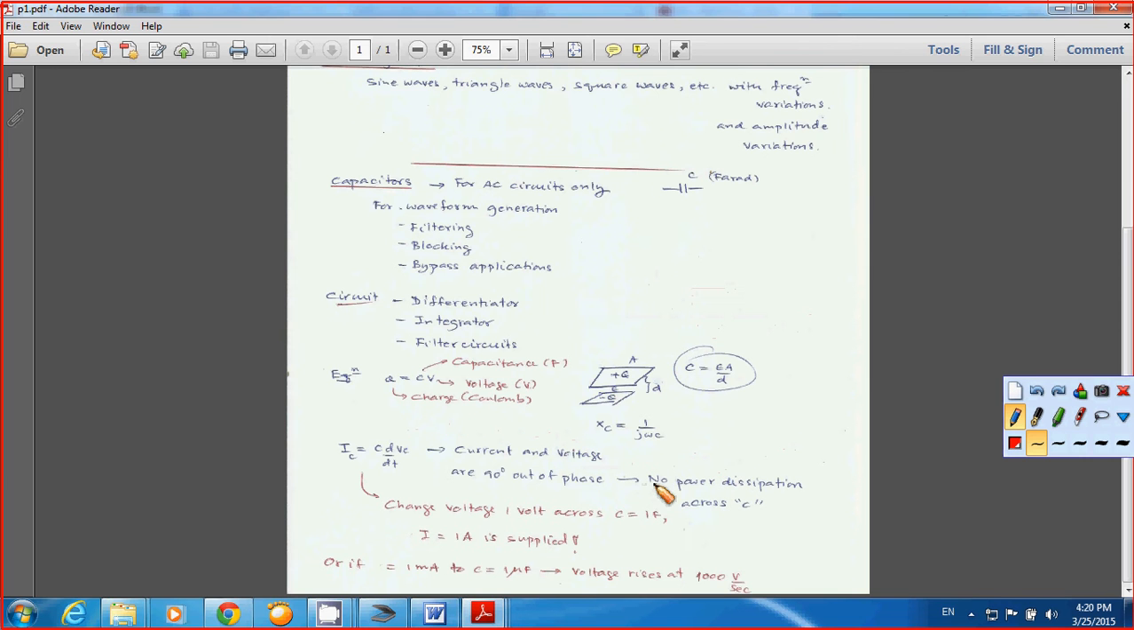The other thing that you need to consider is that when you're talking about R, you know that power dissipation across R is P equal to IV, or let's say I squared R, or even V squared over R, correct? Power dissipation across a resistor is going to turn out to be in the form of heat. So that's why you have higher temperature when you pass the current through a resistor.